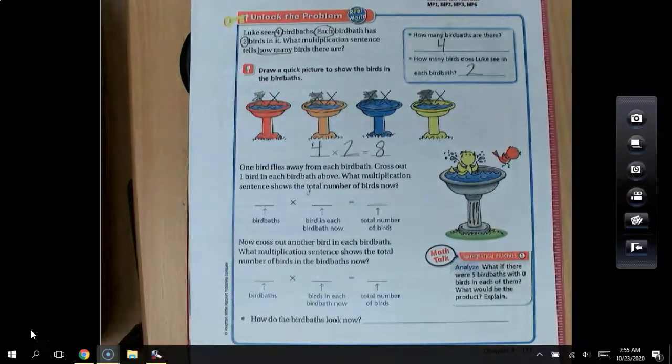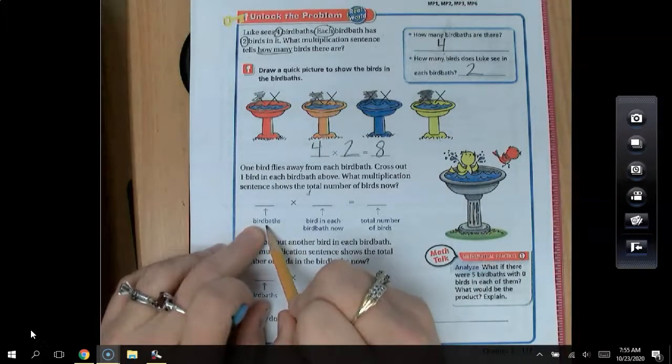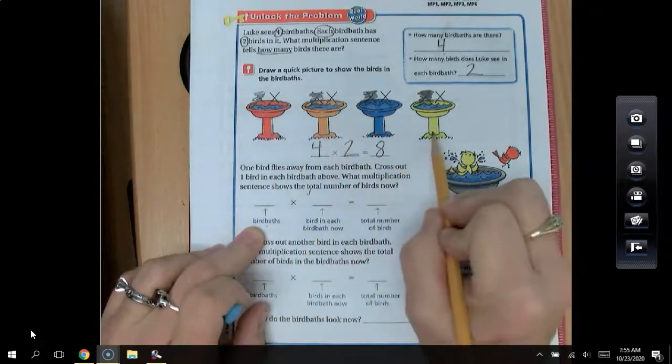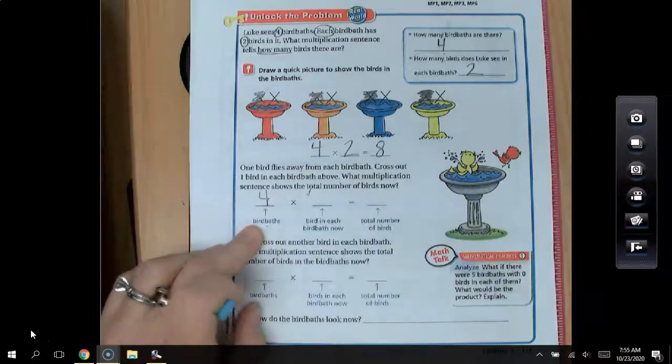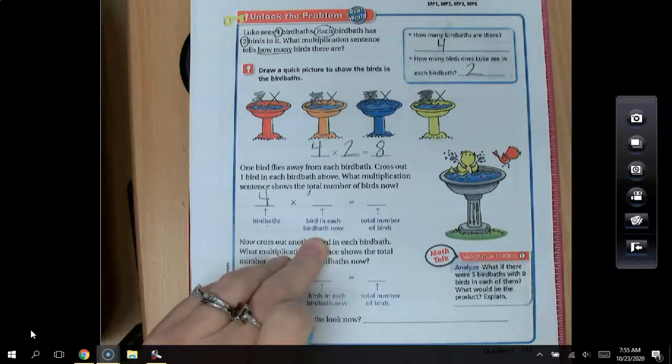So right now, I only see 1 X in each bird bath. Remember, those X's represent birds. Well, do I still have the same number of bird baths? 1, 2, 3, 4. I do. I did not get rid of any bird baths. But I did get rid of the number of birds in each of those bird baths.